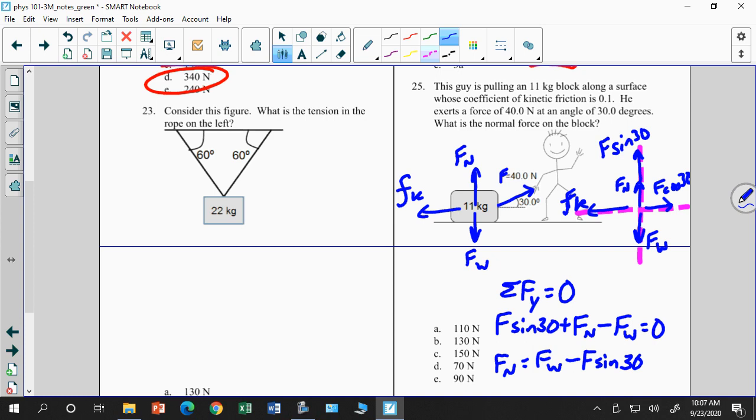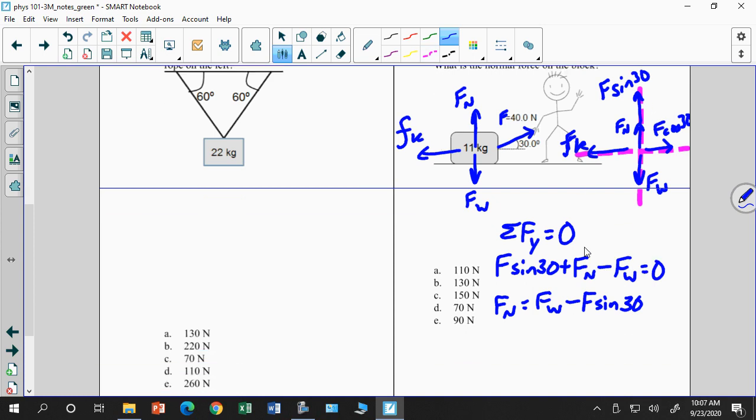So then our Fn is 110. That's my weight, 11 times 10, minus 40 sine of 30. All right.